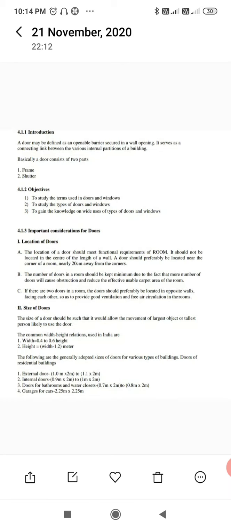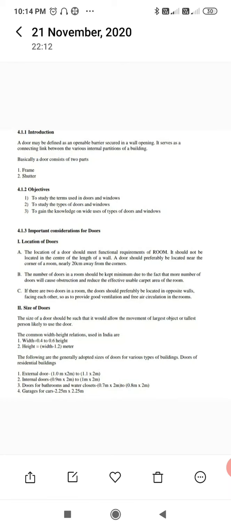This is very important. The first one is the location of doors. The location of doors should meet the functional requirement of the room. It should not be located in the center of the length of a wall. A door should preferably be located near the corner of a room, nearly 20 cm away from the corners.